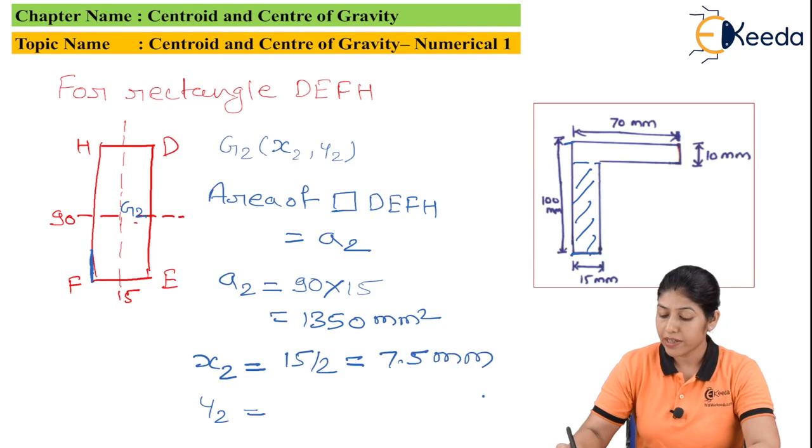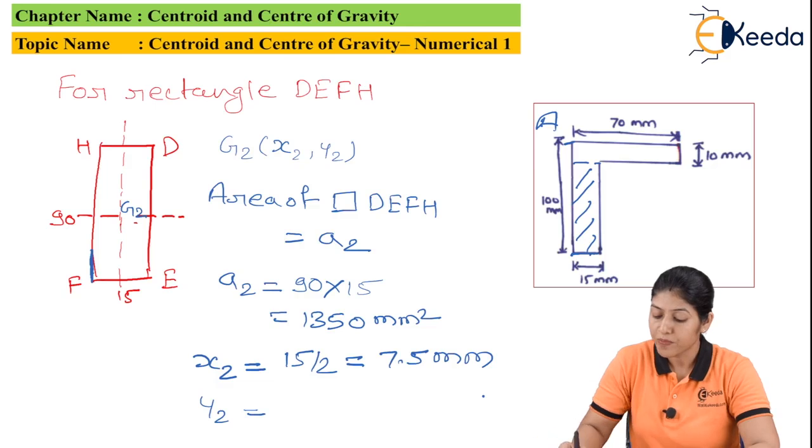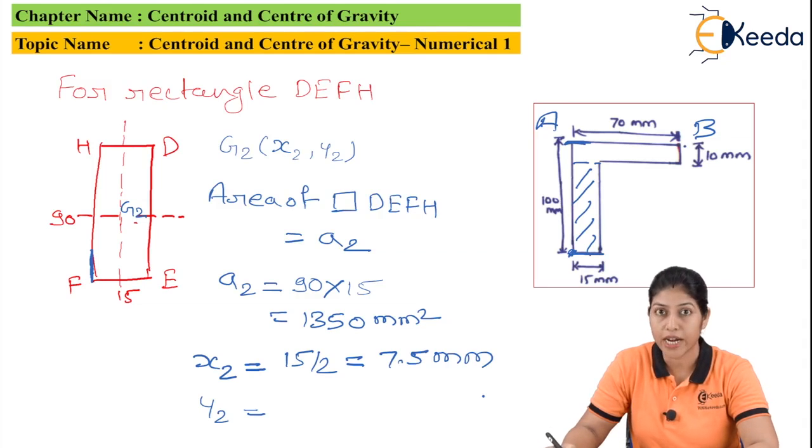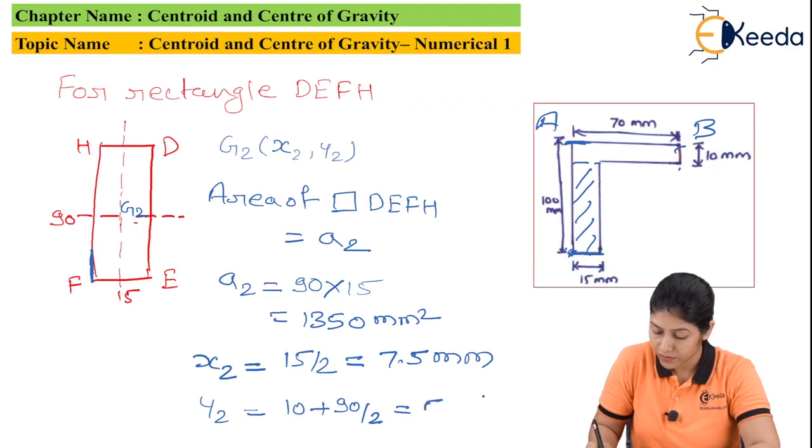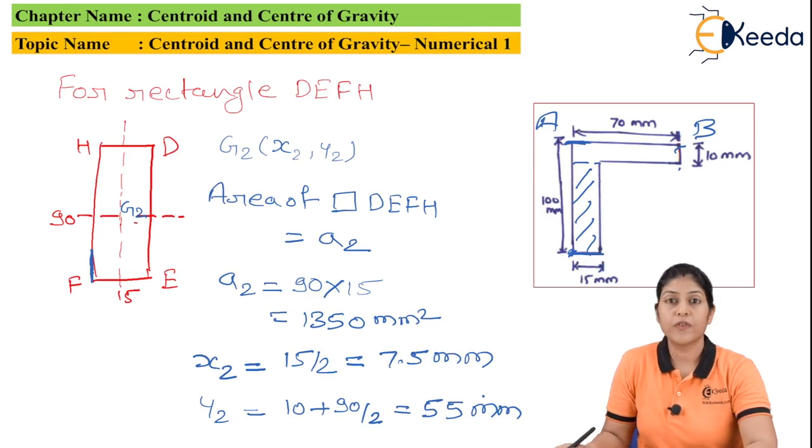So here I am taking the point A. The point A is somewhere here. So point A is the reference point and the line AB is the reference line. So we have to consider this Y2 from this particular end only, and here we are taking the X2 value from this particular end. This is just passing through point A only. So 15 divided by 2 will be the value of X2. But if we want to find out the value of Y2, it will be 10 plus 90 by 2, so the value of Y2 will be 55 mm.